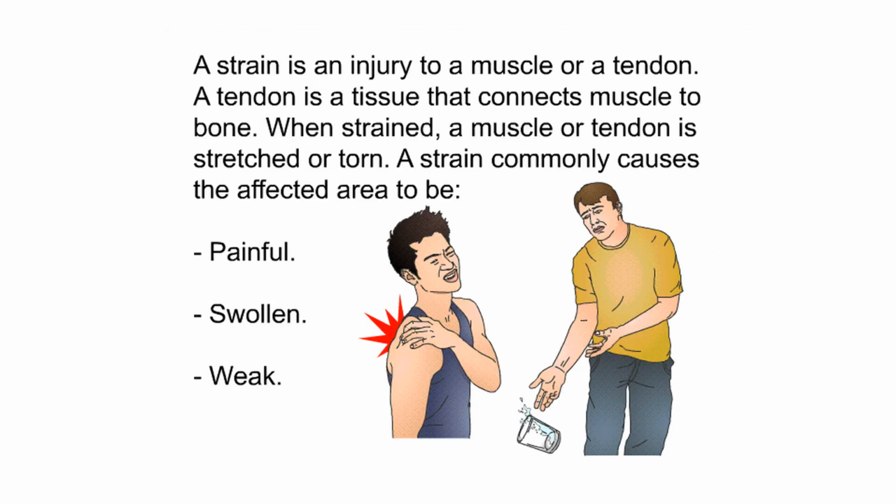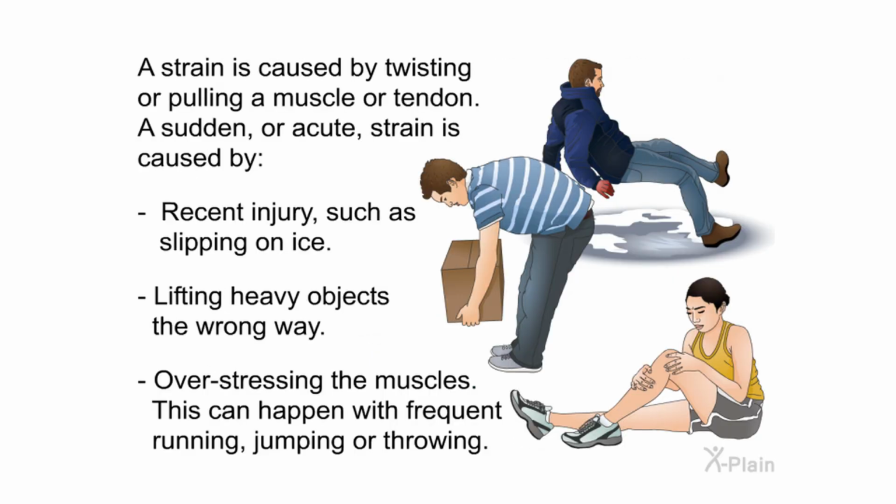Summary. A strain is an injury to a muscle or a tendon. A tendon is a tissue that connects muscle to bone. When strained, a muscle or tendon is stretched or torn. A strain commonly causes the affected area to be painful, swollen, weak.